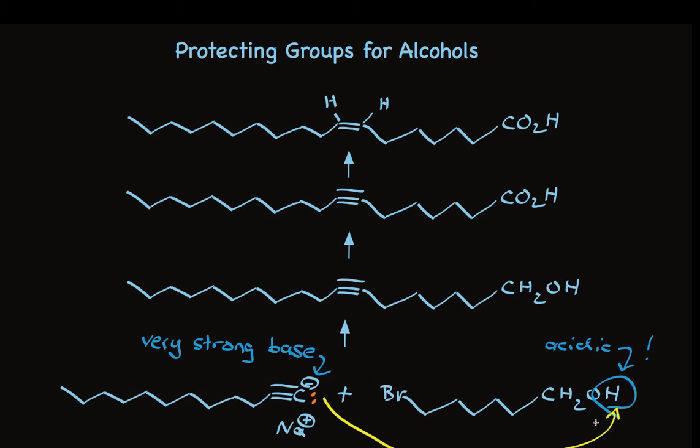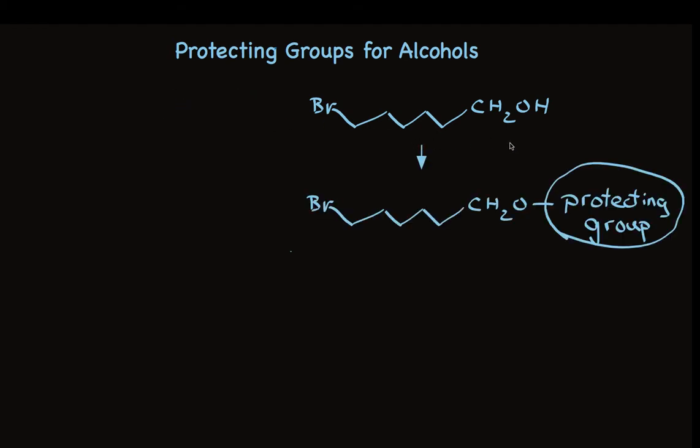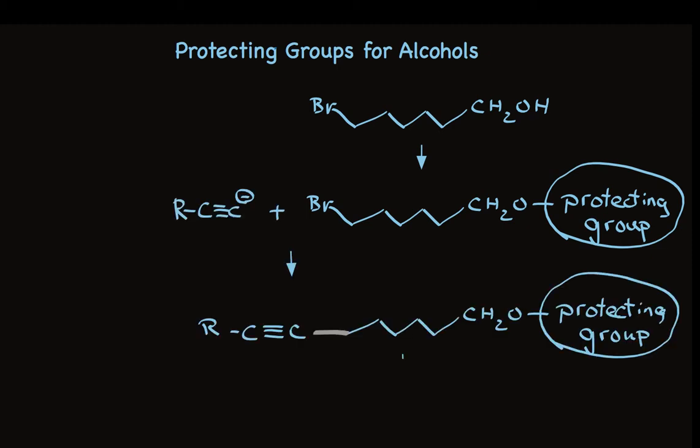There's a clever way to solve this problem. Because these two species are not compatible with each other, let's just not plan to use this acetylide anion in the presence of an alcohol. So let's use an alkyl bromide that has what we call a protecting group attached to the oxygen in place of the hydrogen of an OH group. Now there's no acidic hydrogen. So now we could plan to do our reaction where we have the acetylide being alkylated by the bromine to make a new carbon-carbon bond and build up the long chain.